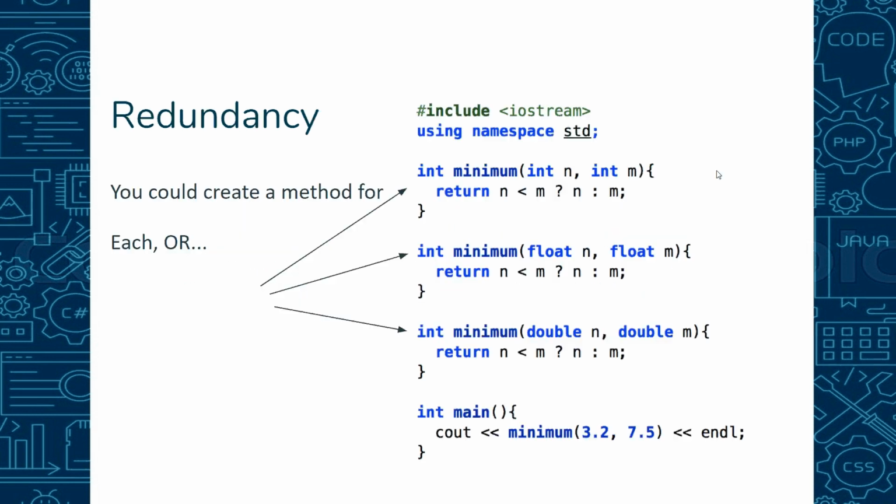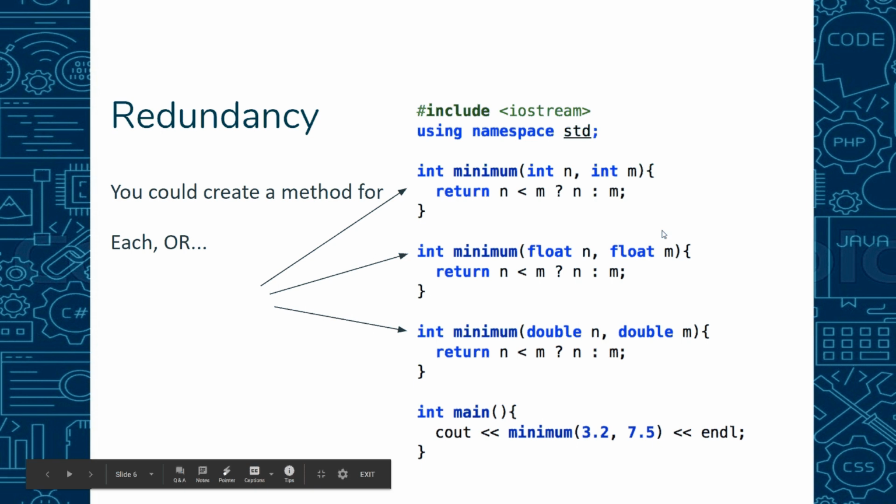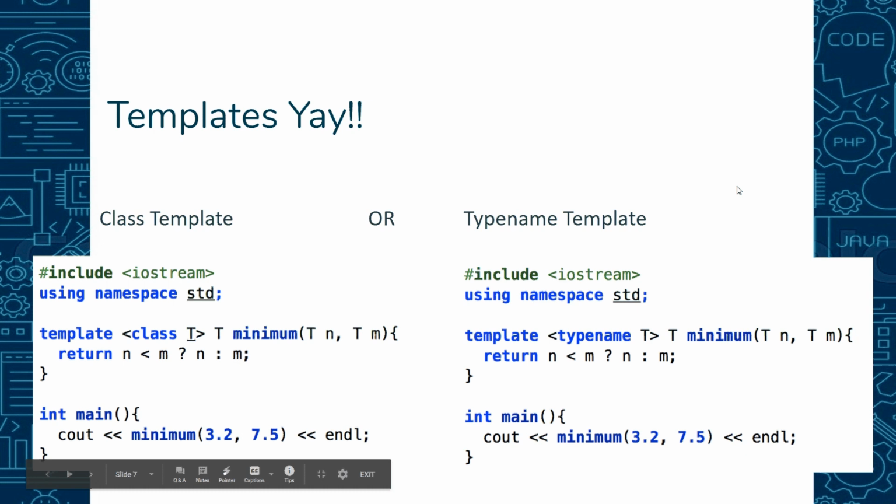Now, we could do this with redundancy. We can have a minimum function that works for ints, and then a minimum function that works for floats, or a minimum function that works for doubles, and then it would work no matter what. Or we could use templates.